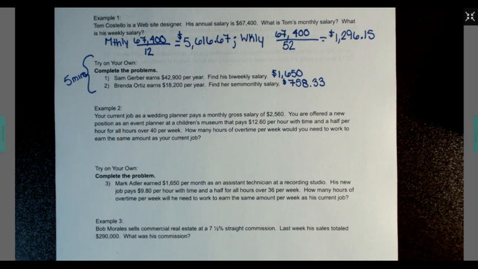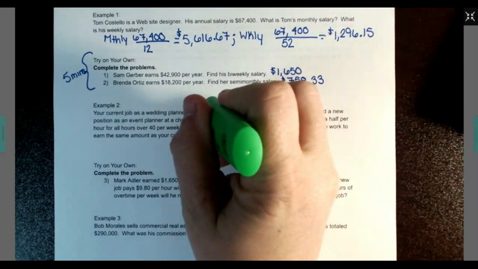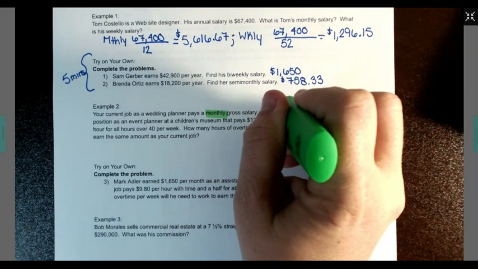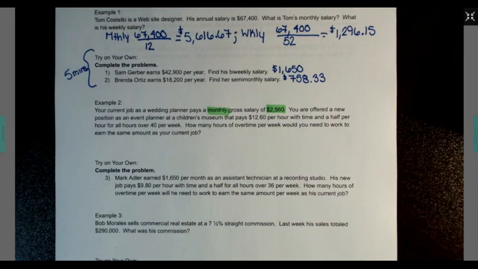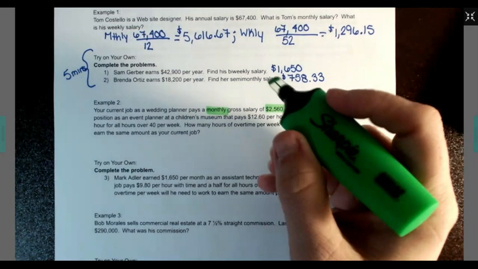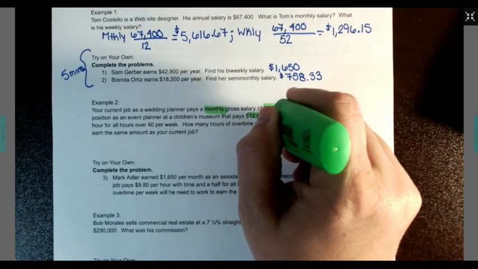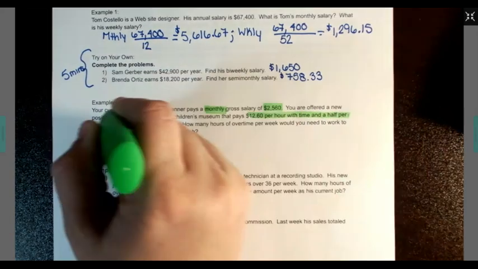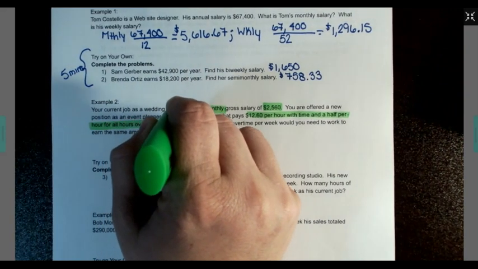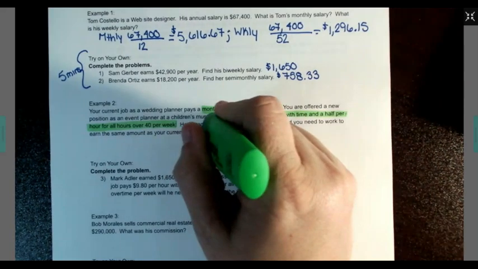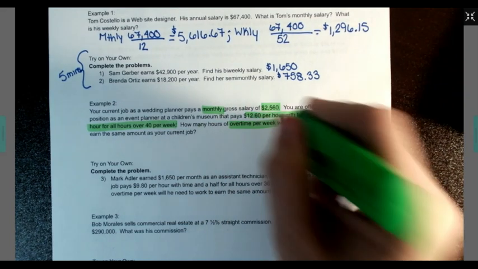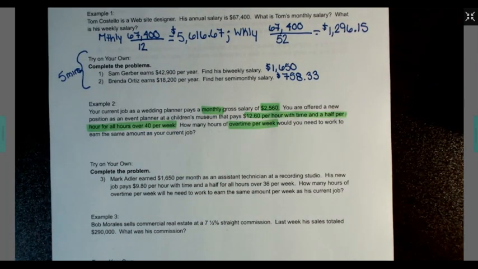There's a lot of math going on here, okay? Let's take a look. I'm currently getting a monthly salary of $2,560. And at this other job, I'm going to get paid $12.60 per hour with time and a half for all hours over 40 per week. How much overtime per week would you need to make the same amount?